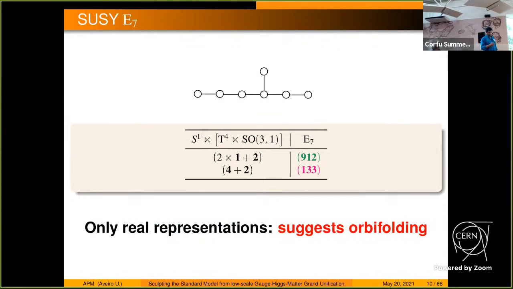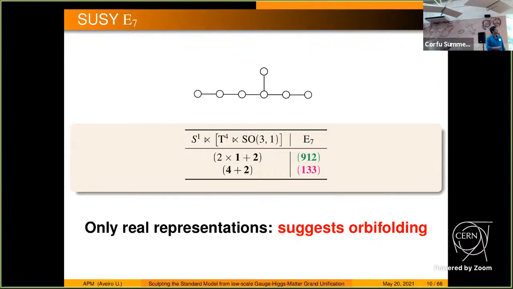But let's aim at more and go up. This is at the level of E7, and this is the first time you no longer have the 3 times. In this rather big and I would say ugly representation, you can embed also the families. But there is a problem here because these are real representations. This is a real group, and at least in 4 dimensions, it's problematic to get chiral matter out of it.